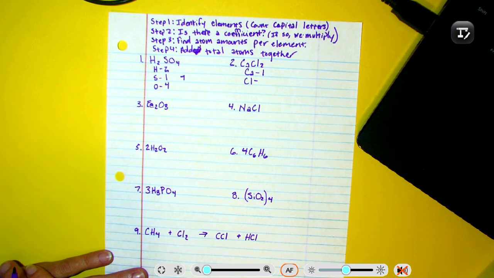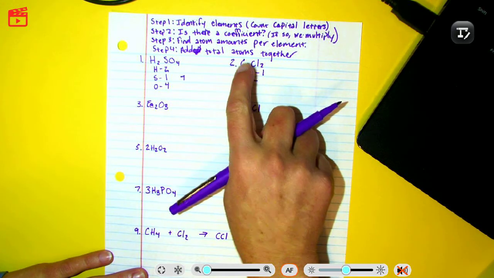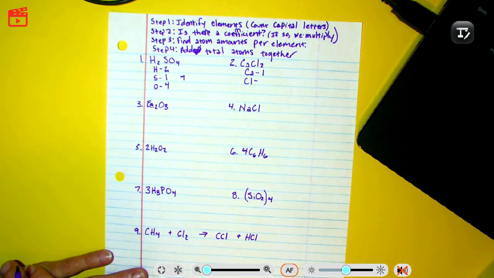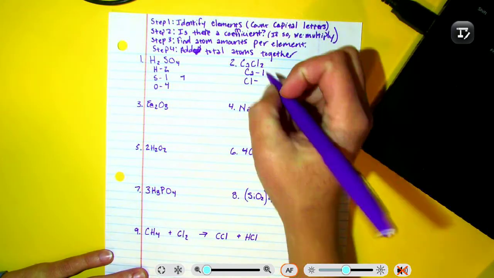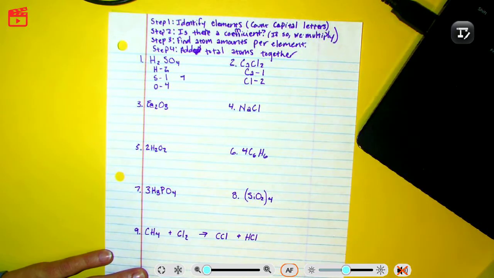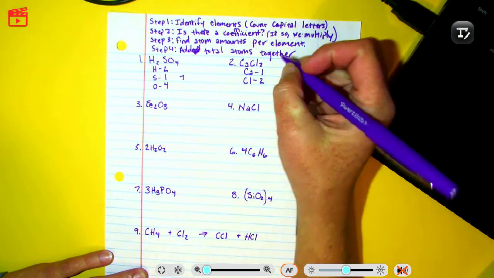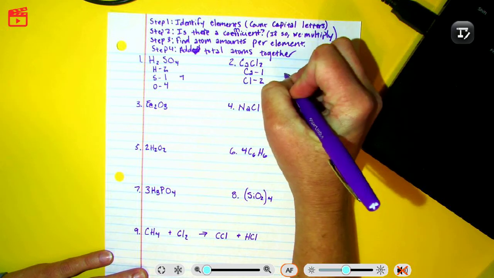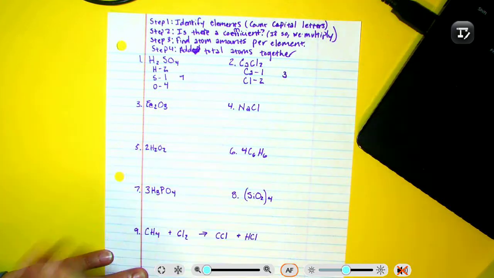Chlorine has a subscript of 2 and no coefficient. So that would be 1 times 2 essentially, which would be 2. Then step 4, add the total of atoms together. We have 2 plus 1 is 3 in total.